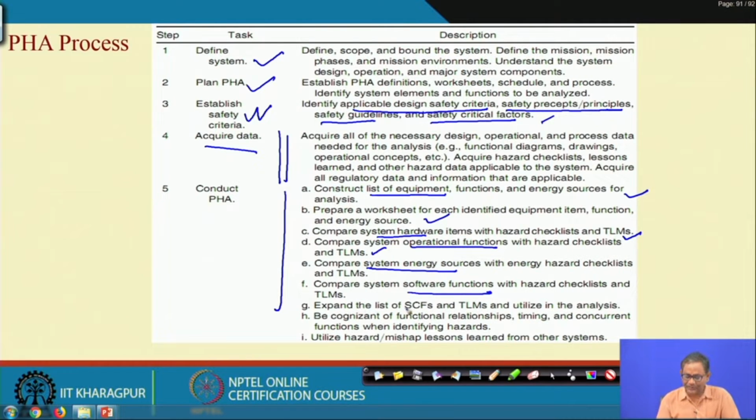Expand the list of safety critical factors or top level mishaps and utilize them in the analysis. In PHL, you found the safety critical factors and top level mishaps, but here you expand the list. Be cognizant of functional relationships, timing, and concurrent functions. I have already told you about dependency between components, from one layer to another layer. Now, utilize hazard and mishap lessons learned from other systems.